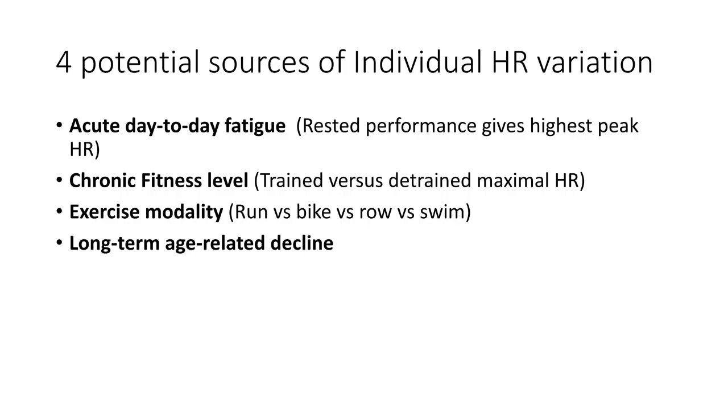But it is also related to active muscle mass. Those who are not well trained on a bike may not be able to hit maximum heart rate before they hit voluntary exhaustion, because their local muscular training is not specific to cycling. And then, of course, there is a long-term age-related decline, but that's not something you're going to notice from week to week or during a season. However, these bigger issues of good warm-up, coming rested to the test, and choosing the appropriate modality are important.